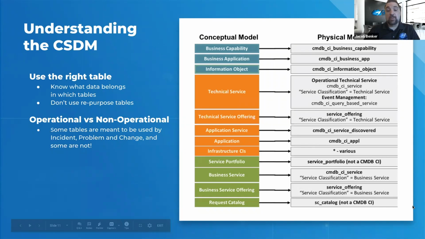But one of the common things that we've seen customers do is take the area of business applications, and instead of putting it in the business application table, they started populating data down in the CMDB CI APPL table. But that's really a discovery table. You don't want to go down and start putting manual data into that table. You really want to make sure you're using the tables as they were intended, and again, putting the right data in the right places, because it's key to the structure and getting all the benefits down the road.